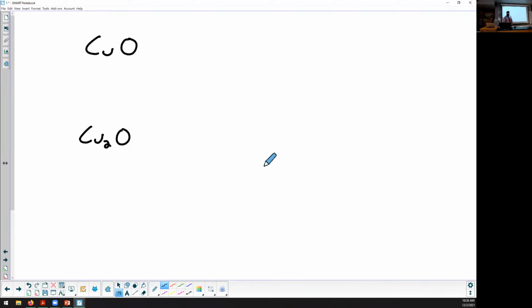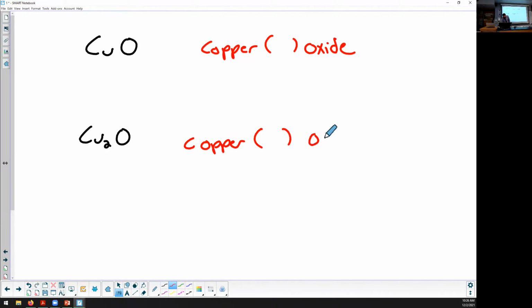so we have to specify. So to figure out what's what, first of all, I like to just go like this. When I'm naming it, it's going to be copper, and then I put the parentheses for the Roman numeral, and then oxide. So before I even figure out what the Roman numeral is, I just get the whole rest of the stuff, because the Roman numeral is going to be the hard part. And I'm going to do the same thing for this one. Just copper, parentheses, oxide. Because we know the negative part's oxide. There's no question about that.